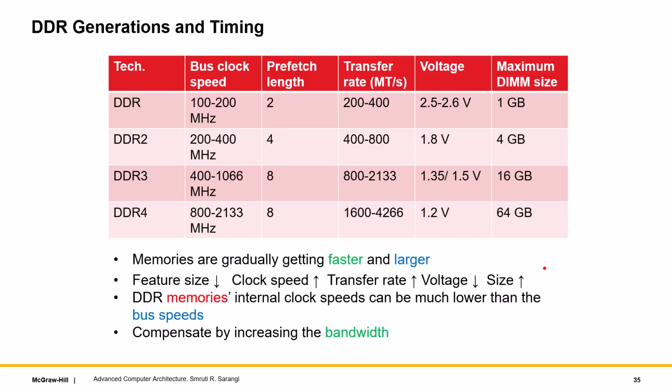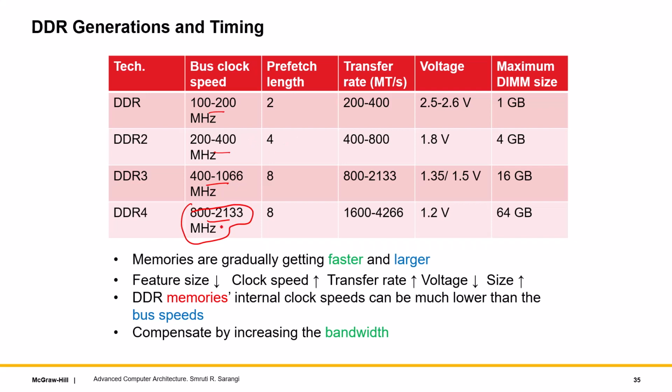So there are multiple DDR generations: DDR1, 2, 3, 4. Currently DDR5 is also there, right? But it was not there at the time of writing the book. So the bus clock speeds have just increased from 100 to 200 megahertz, 200 to 400, 400, 1066 to 800 to 2.13 gigahertz. So currently we will discuss DDR4. It is the state of the art insofar as this book is concerned.